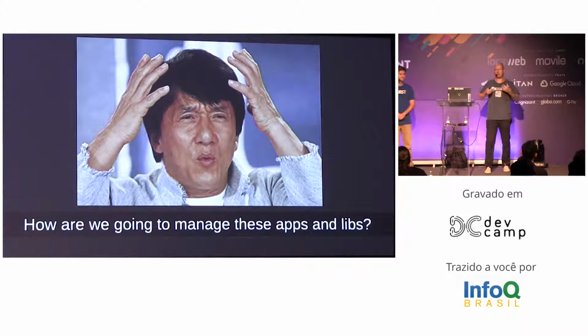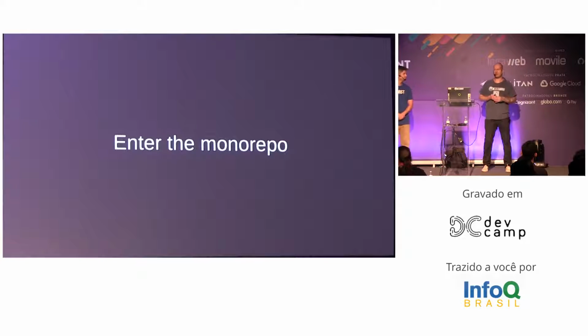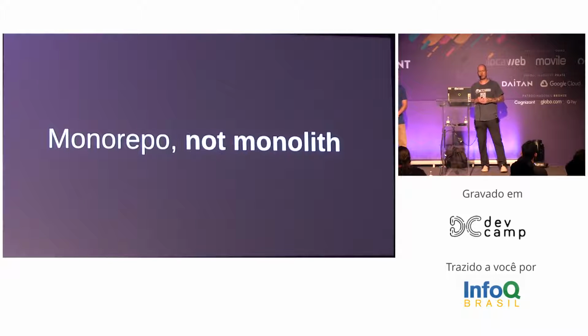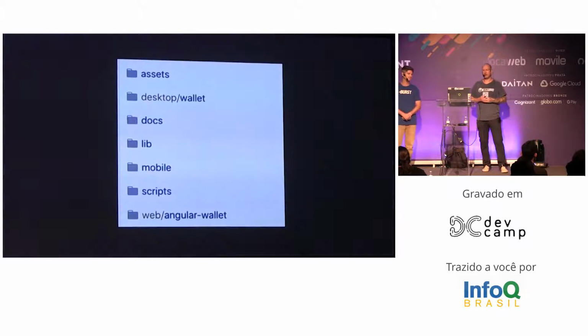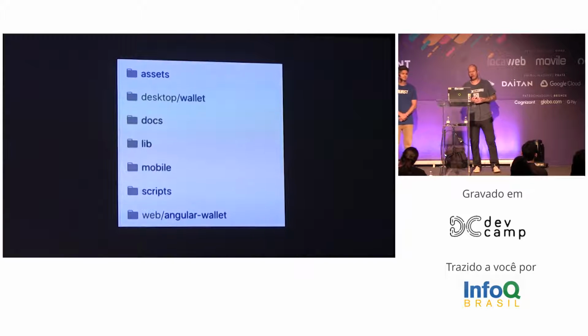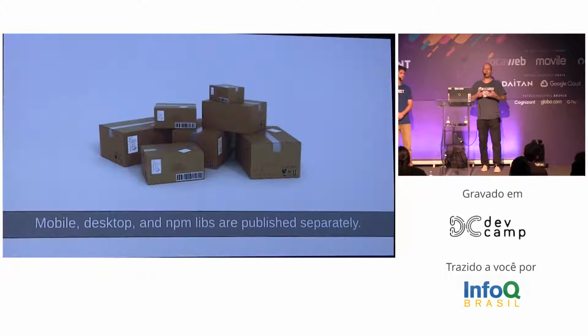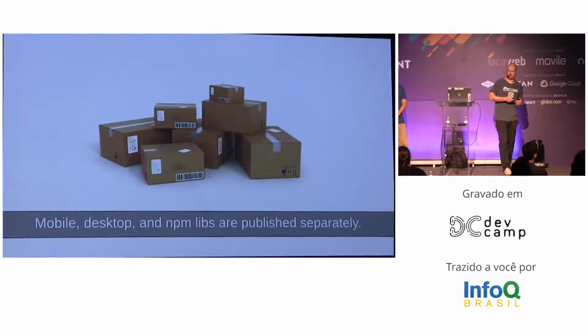So we figured out that we have apps, and we have libs, and we need a desktop and all that. The first thing we decided was, just to not confuse anyone, the monorepo is not a monolith. A monorepo means we have one repository and we put it all inside there. It worked pretty nicely for us. I know there are some people that don't share the same opinion on that, but it works pretty well for us. So we have a mobile section, we have a documentation part, we have some lib stuff, which is one of the crucial elements, and we have the Angular web version. The mobile, desktop, and NPM libs are published separately.